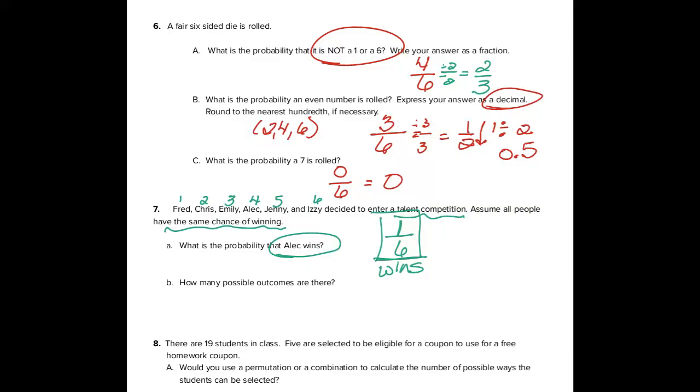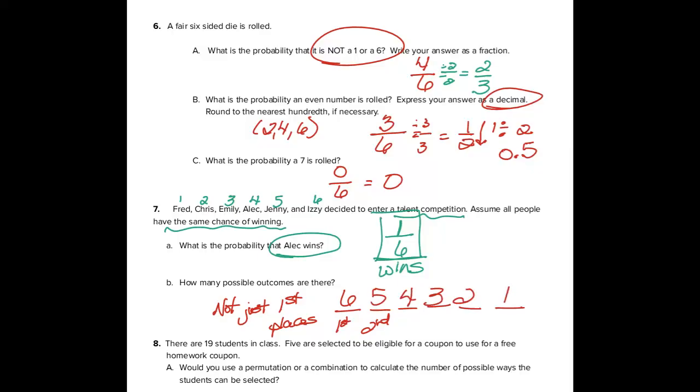Okay? 1/6. Now, how many possible outcomes are there? We are not just talking about first place, okay? We are talking about all outcomes for the entire talent competition. In other words, who comes in first, who comes in second, who comes in third, fourth, fifth, and sixth. How many people could come in first place? If they all have the same chance, that means 6 people could. Once somebody comes in first place, then only 5 could come in second place, and then 4, and 3, and 2, and 1.